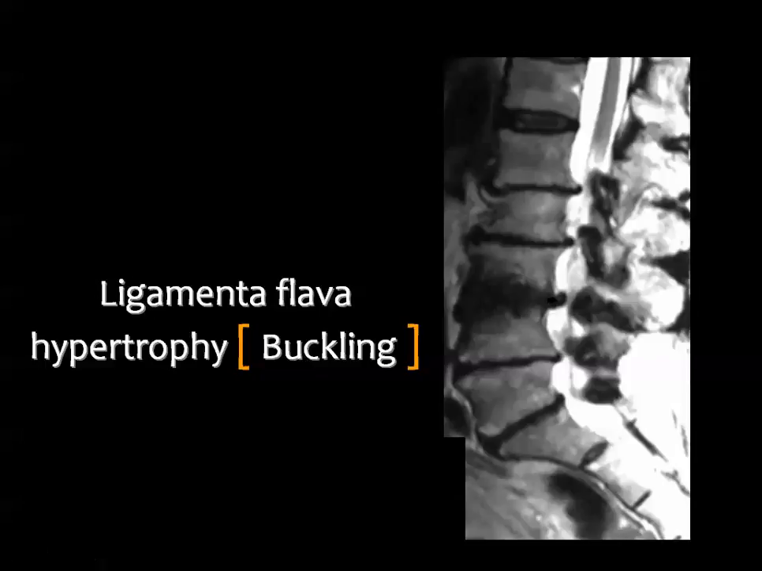Then there is some debate about the ligamenta flava, whether we call it hypertrophy or buckling. You know that whenever the disc space is narrowed, there is approximation between the vertebral bodies, and this will result in buckling or crumbling of the ligamentum flavum, which will sometimes protrude inside the spinal canal like this. And this is an extreme example of ligamenta flava hypertrophy or buckling, and you see big masses encroaching on the posterior aspect of the spinal canal.